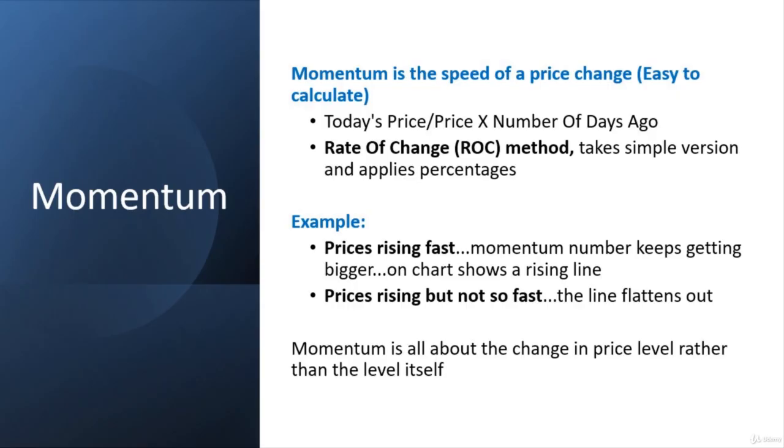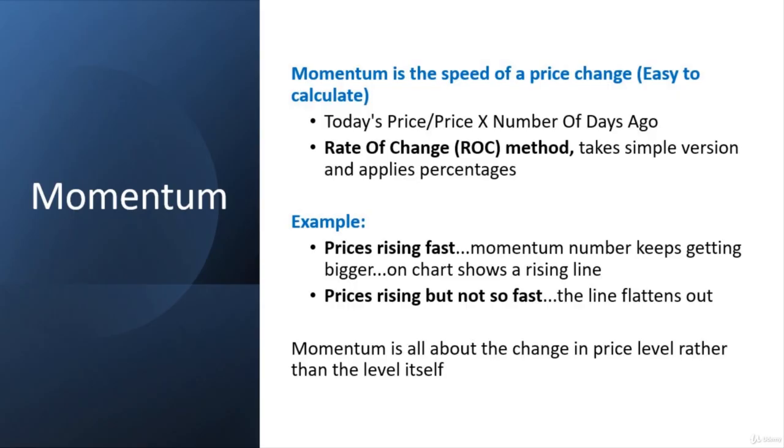So it looks at today's price, what you could pay today for a security, and what that price was X number of days ago, or periods ago, hours ago, minutes ago, whatever your number of periods are. You're going to compare those two. And it's going to look at a rate of change method that applies some simple mathematics and percentages around that. In fact, when you look at momentum on your platform, it might not even call it momentum, it might call it ROC, or rate of change.